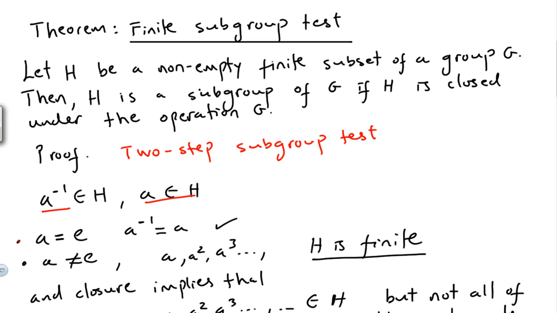First step, we are going to see case by case. First case: if a is the identity, the inverse of a is a, and we are done, right? Because the inverse is in H, so it would be proved that H is a subgroup.